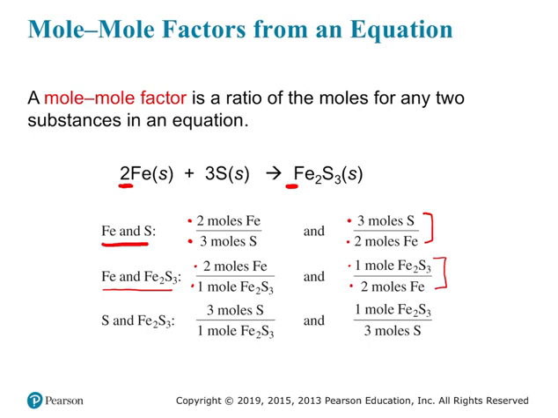And of course, we can do the same thing between sulfur and the product. So we have 3 moles of sulfur and again 1 mole of the product. So we can write that as a conversion factor, or we could flip it. So maybe we start with a certain amount of sulfur and we want to figure out how much product will form. Again, we would use that conversion factor.